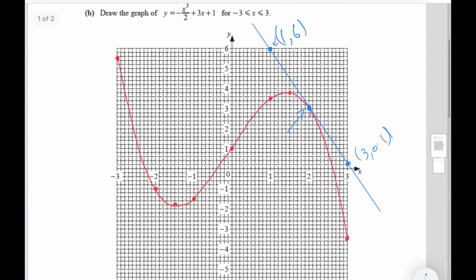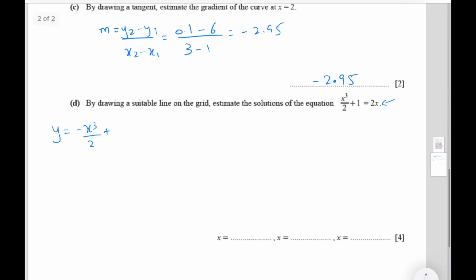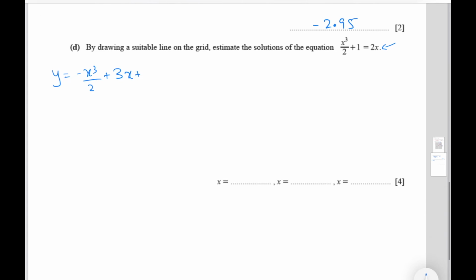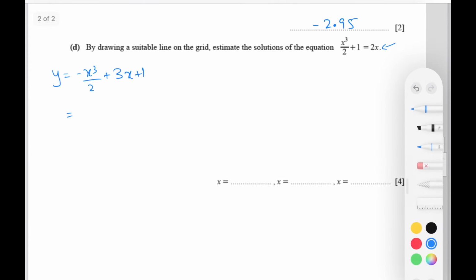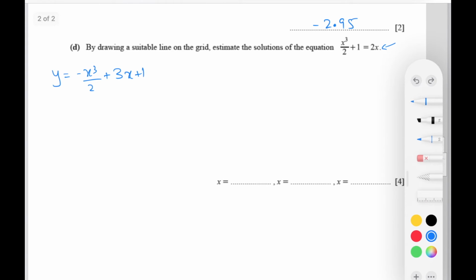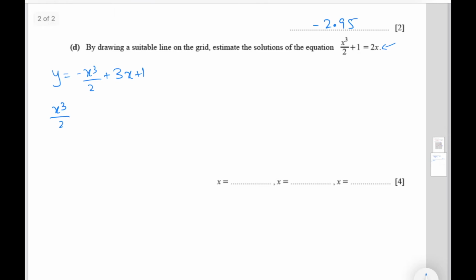Plus 3x plus 1. So we write plus 3x plus 1. And our new equation has no y at the moment. So instead, we write x cube over 2 plus 1 equals 2x. The best way to solve this question is to equate these two equations.